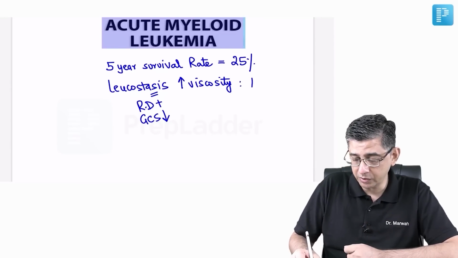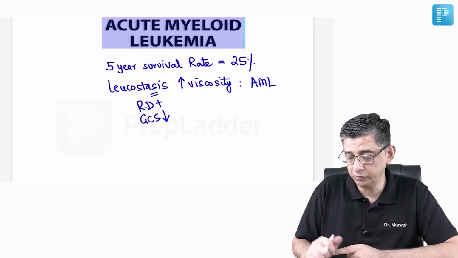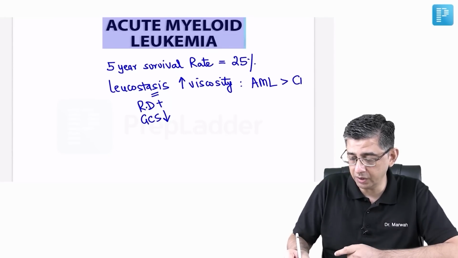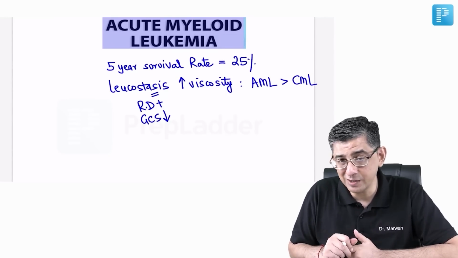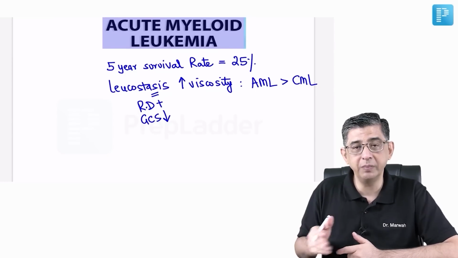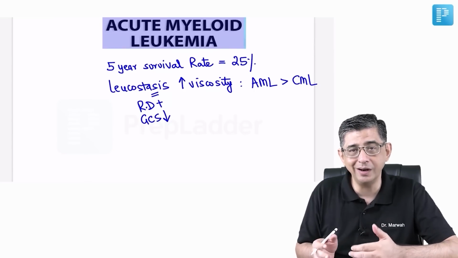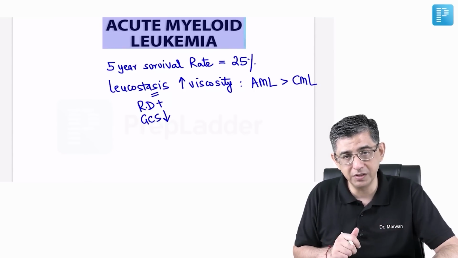In a multiple choice question, if they ask you regarding leukostasis, then obviously you will answer both acute as well as chronic myeloid leukemia. But in chronic myeloid leukemia, as I've explained to you, once the patient goes into blast crisis, that is when you would have a development of leukostasis, whereas in acute myeloid leukemia, it could be rather early on in the development of the disease.